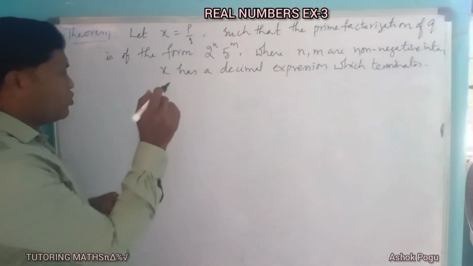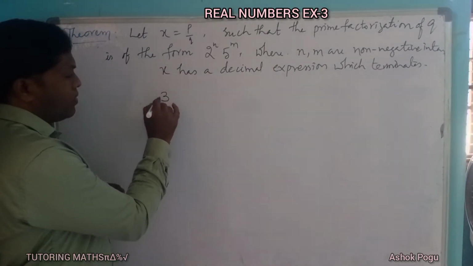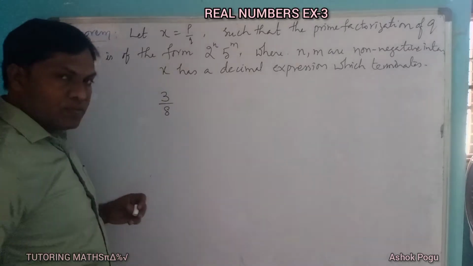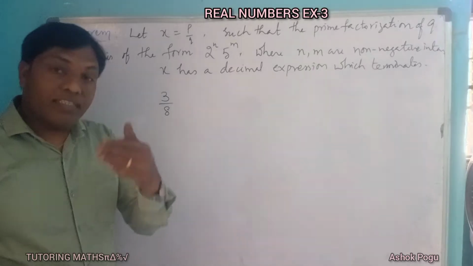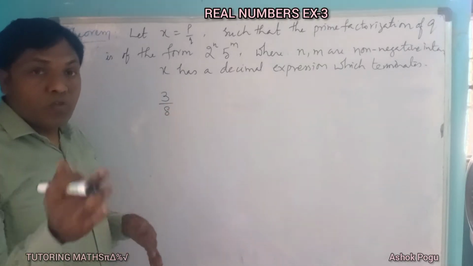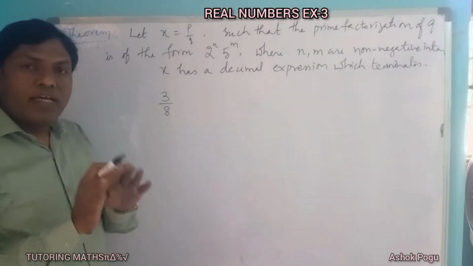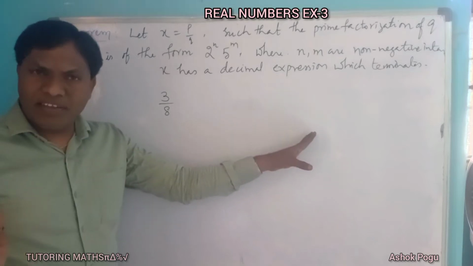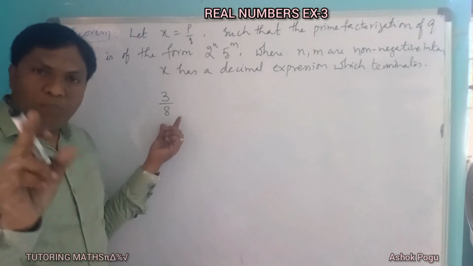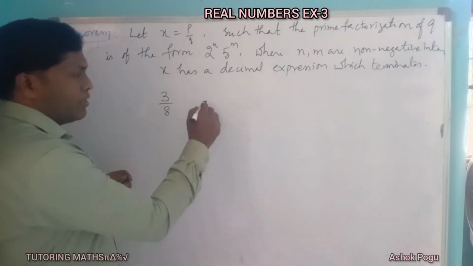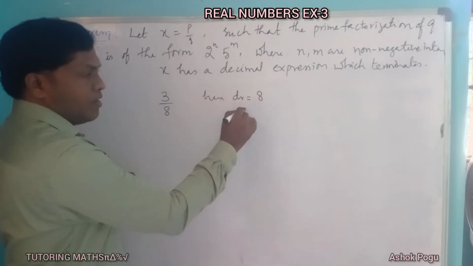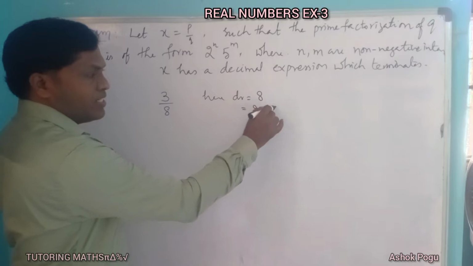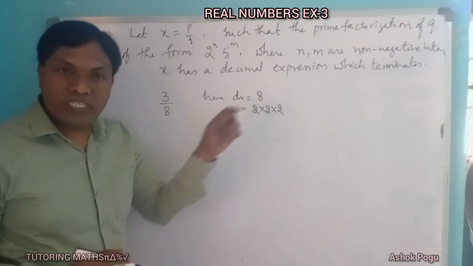Let us check one question. Here, for example, 3 by 8. Let us take 3 by 8. First of all, what should we do? No need of doing division. Just find the prime factors of the denominator. Here, what is the denominator? 8. What are the prime factors of 8? 2 2s are 4, 2 4s are 8.